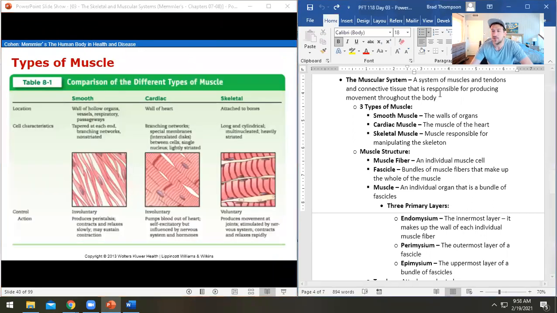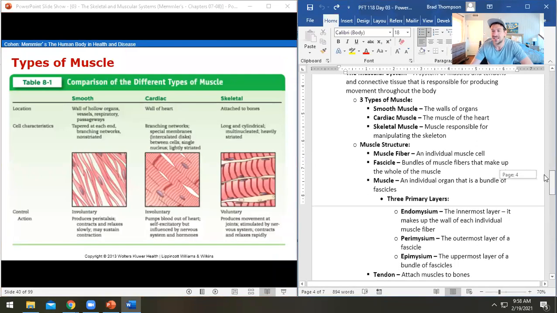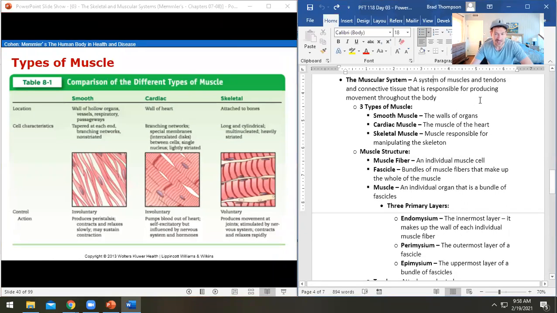But take a look at our 3 types of muscles here, right? So, actually first, defining our muscular system. Your muscular system is a series of muscles, tendons, and connective tissue that is responsible for producing movement throughout the body. So you've got your muscles, which is really the main structure, made up of muscle fibers, which are your muscle cells. They get their own special little name because they look so unique. And then you've got your tendons, which attach your muscles to your bones. And then you've got little types of connective tissue. You get all this fascia running throughout your muscles. We kind of talked about that a little bit earlier.